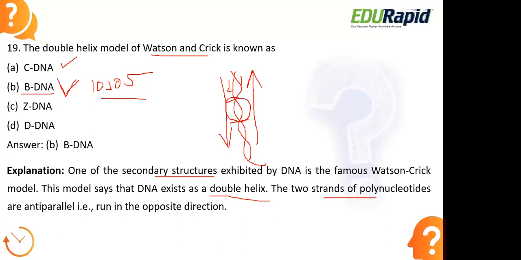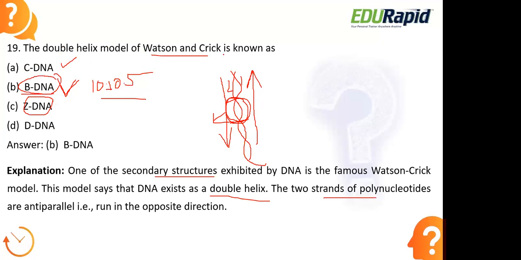cDNA is the one which will usually consist of only 9 base pairs per turn, and it is right-handed, whereas zDNA is the one which consists of 12 base pairs and is left-handed, it turns like this. So when we are considering all the options, bDNA is the one which completely suits.